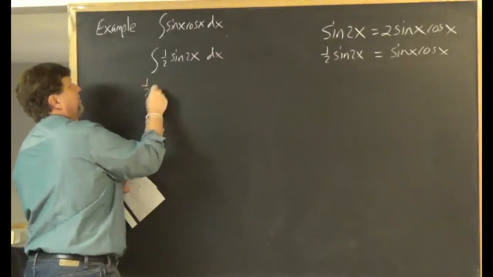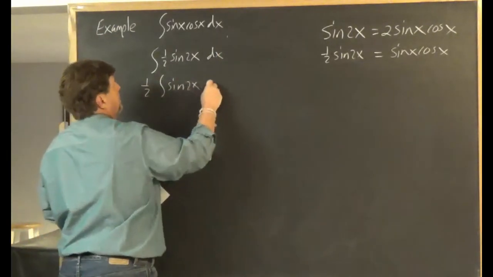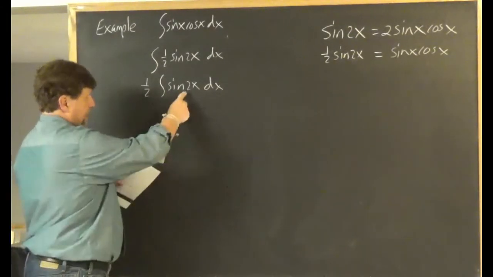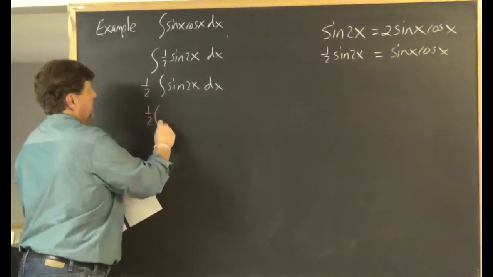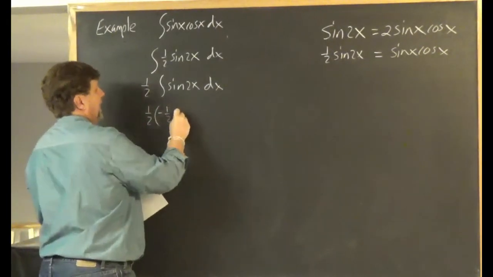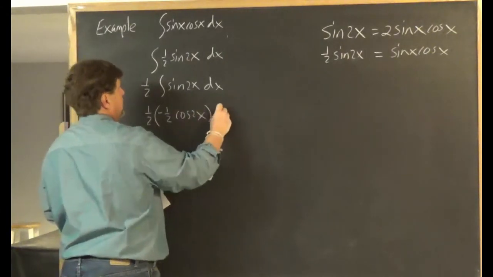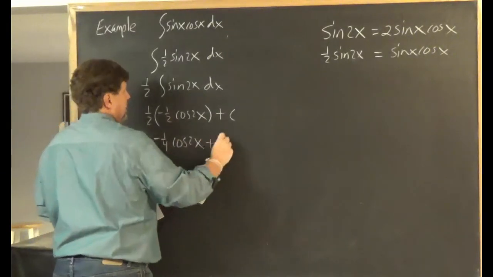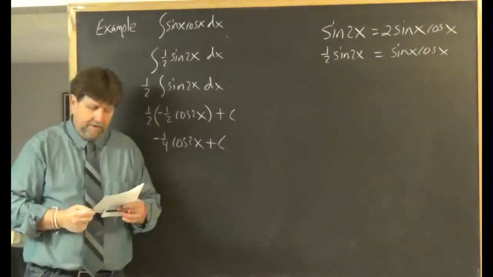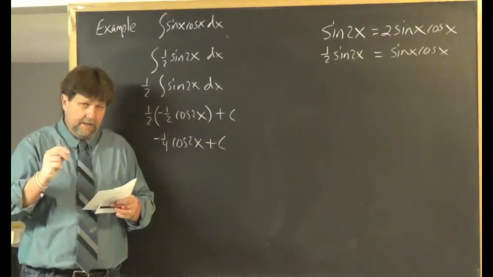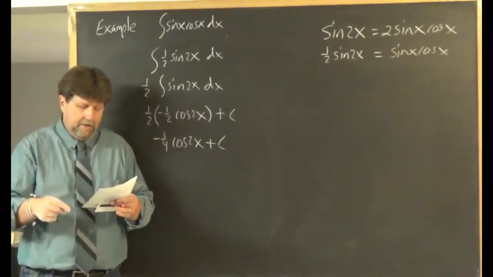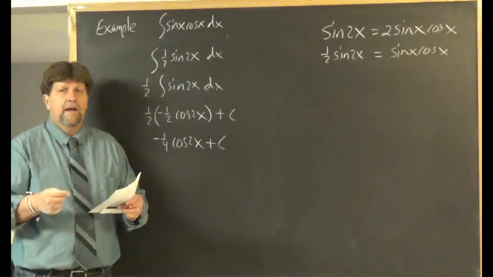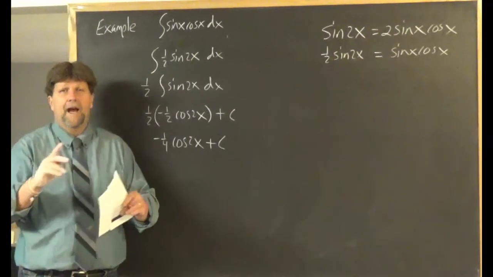You can rip the 1/2 out front. And then the antiderivative of sine 2x is negative 1/2 cosine 2x. So you get negative 1/4 cosine 2x plus c as the antiderivative. It's like, well, now this is looking a little different than the other answers we've seen. You should be able to get this to match any of the other answers, like the answer for part A or part B, either one.